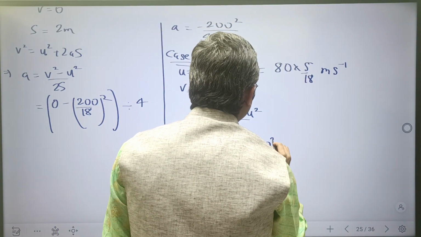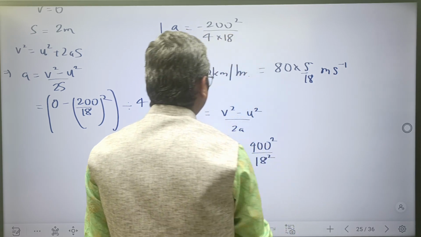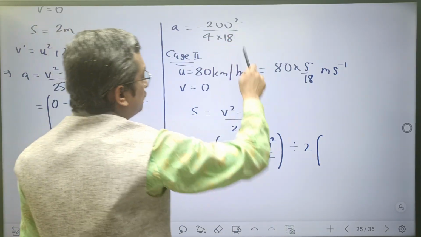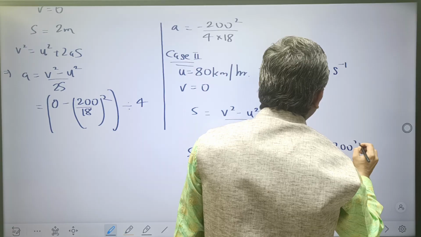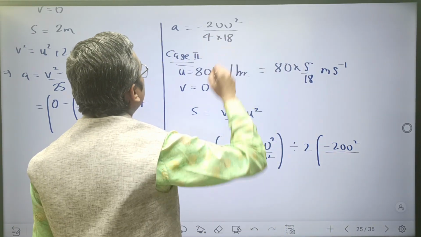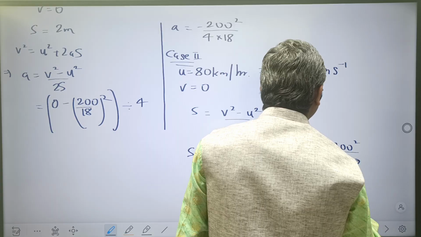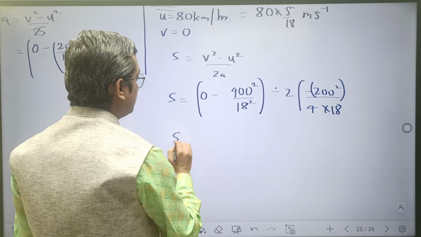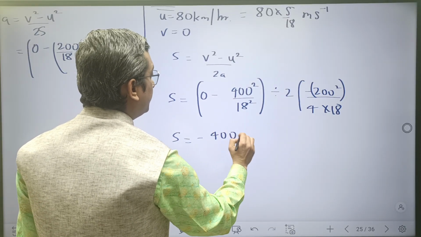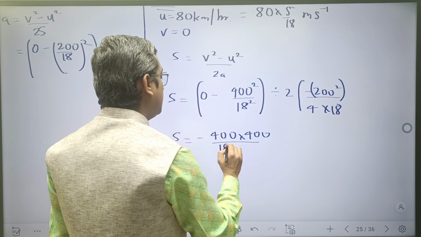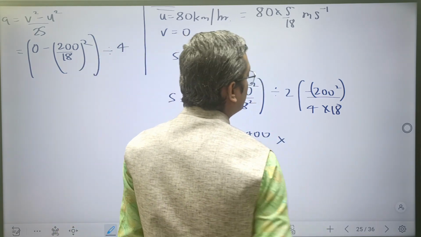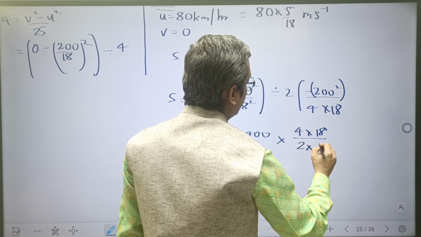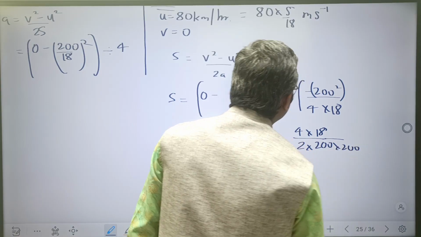So s is equal to v square, that is 0, minus u square, which is 400 square by 18 square, and this will be divided by 2 into a, and we have the value of a as minus 200 square divided by 4 into 18 square. So the minus is outside, and this will be s is equal to minus 400 into 400 by 18 into 18, into 4 into 18 by 200 into 200.